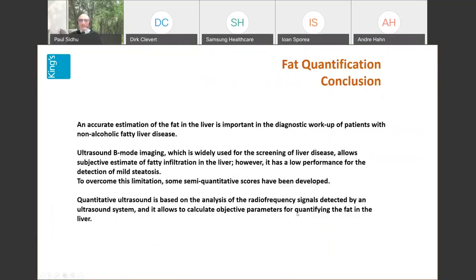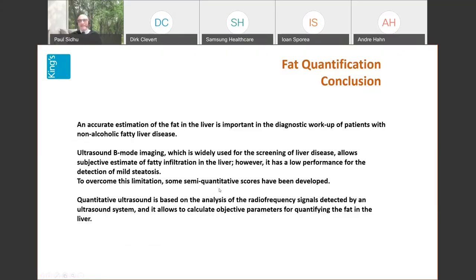So just to conclude, accurate estimation of fat in the liver is important in the diagnostic workup for patients with non-alcoholic fatty liver disease, because this is now going to be the major cause of liver disease in the future, and you need to quantify it. Ultrasound B-mode imaging, which is widely used for screening of liver disease, allows subjective estimation of fatty liver infiltration, but it has low performance for the detection of mild steatosis.